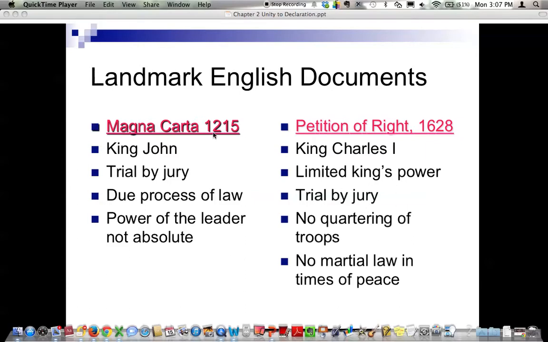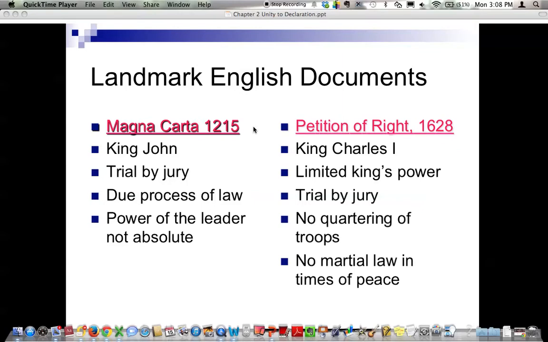For example, the Magna Carta in 1215 was led by King John, and it was an agreement between him and the barons. On my website in Google Classroom, I would like for you to watch the video by Chief Justice John Roberts on the contributing factors of the Magna Carta and look for the significance of that document and why it is so important to American government. Things such as trial by jury, the right of due process of law, that everybody is treated equally under the law, and the power of the leader is not absolute, meaning, in other words, we have limited government.